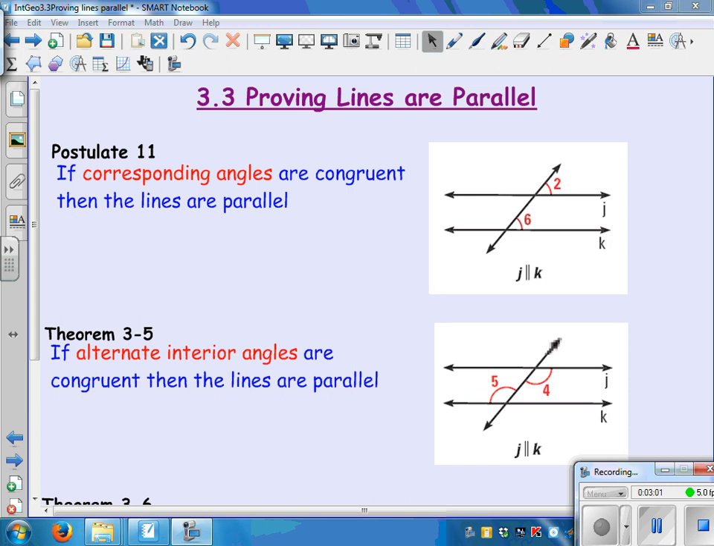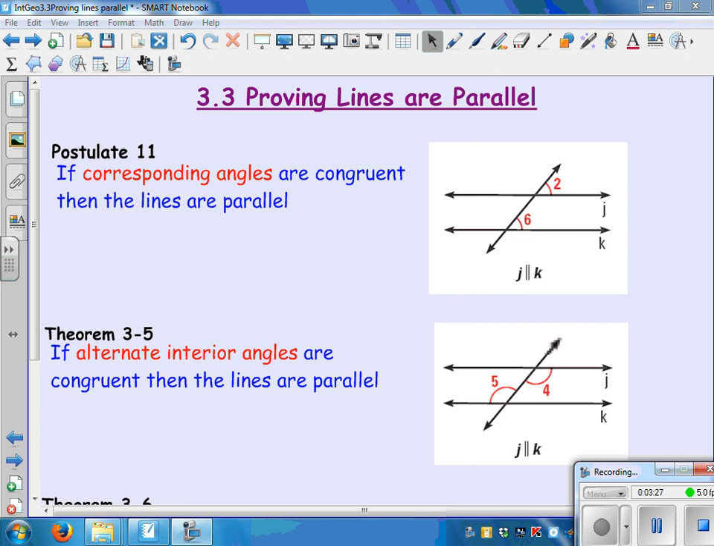So far we've talked about if you have 2 parallel lines cut by a transversal, you have corresponding angles that are congruent, same side interior angles that are supplementary, alternate interior angles that are congruent, alternate exteriors that are congruent. Today we're going to go backwards. We're going to talk about postulates and theorems that apply to finding out if lines are parallel.